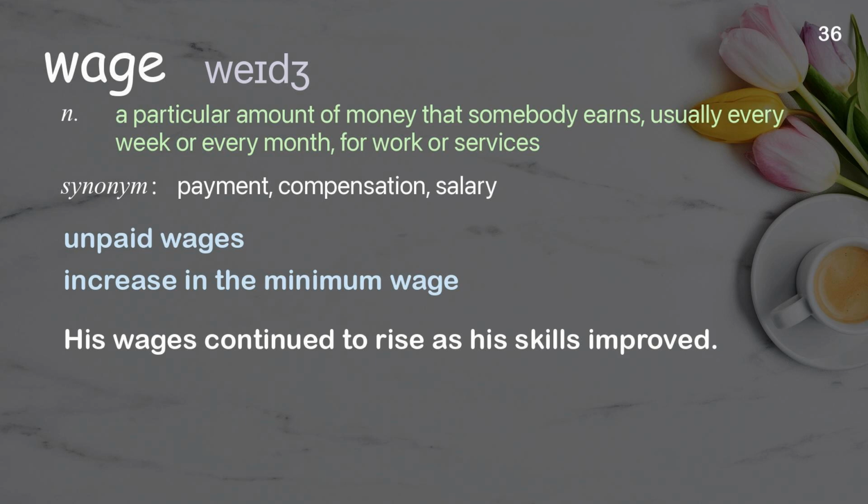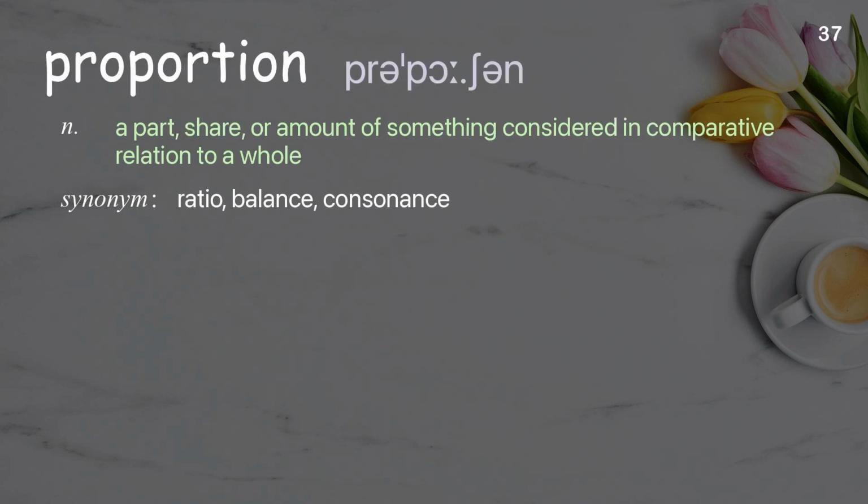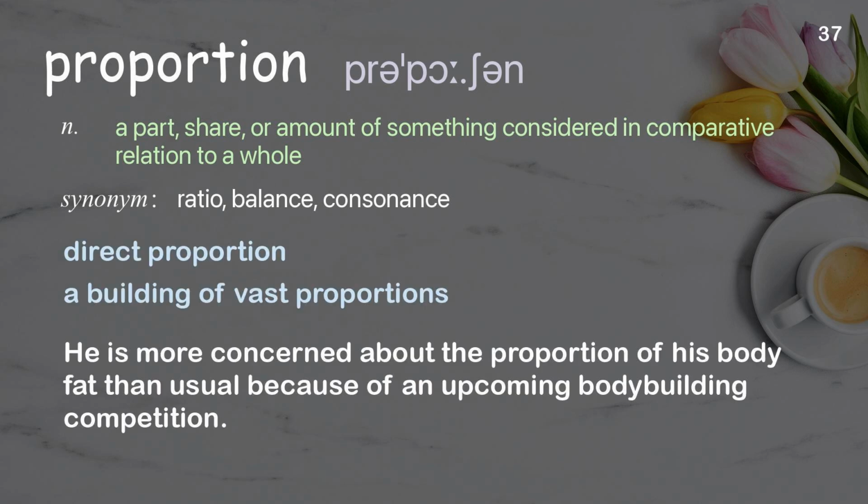Proportion. A part, share, or amount of something considered in comparative relation to a whole. Examples: Direct proportion. A building of vast proportions. He is more concerned about the proportion of his body fat than usual because of an upcoming bodybuilding competition.